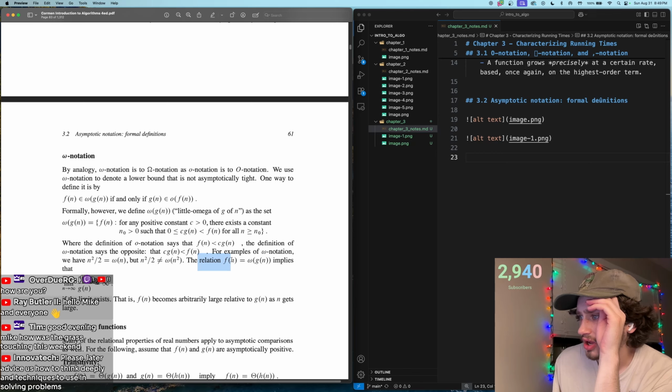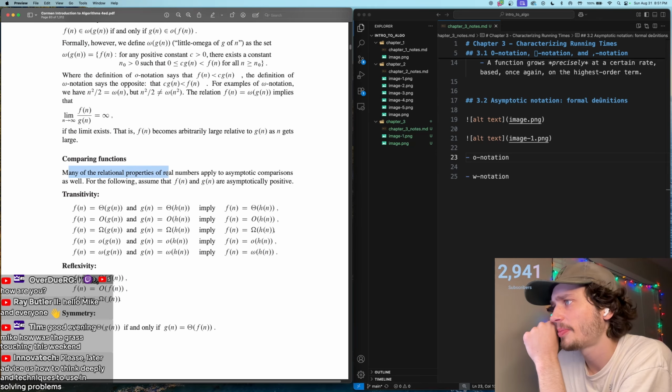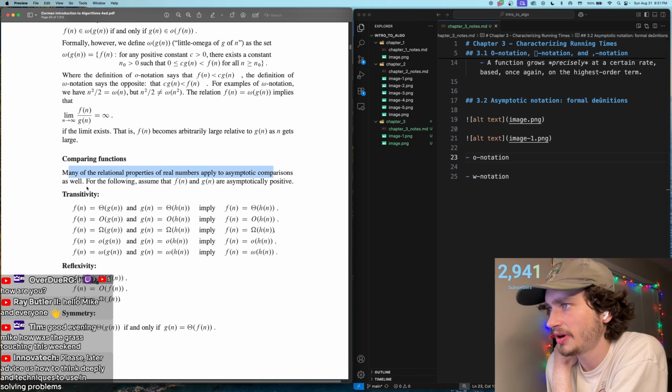The relation f(n) = ω(g(n)) implies that the limit as n approaches infinity of f(n)/g(n) is equal to infinity, if the limit exists. That is, f(n) becomes arbitrarily large relative to g(n) as n gets large.